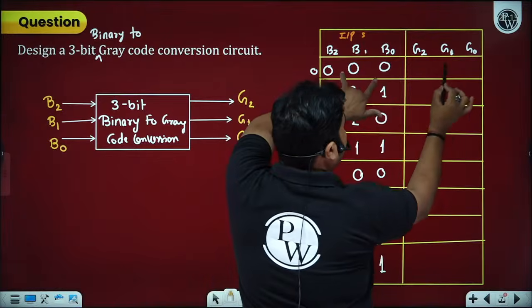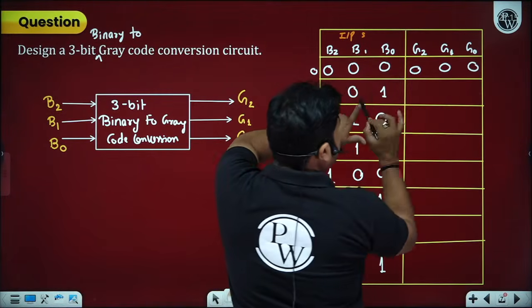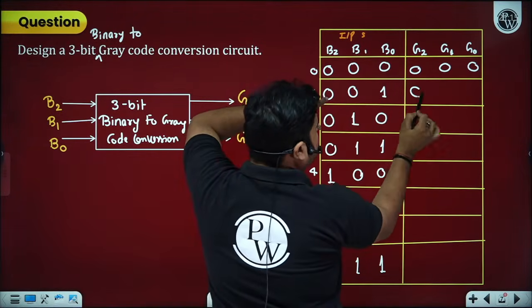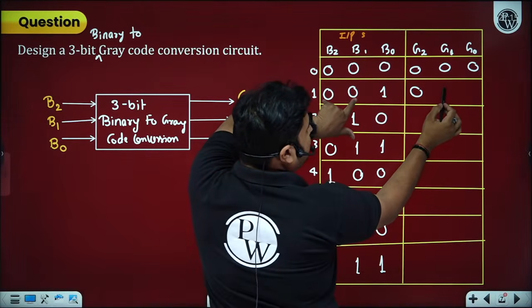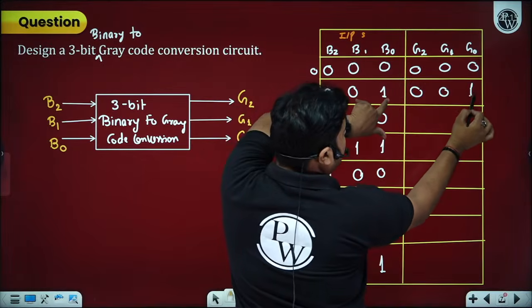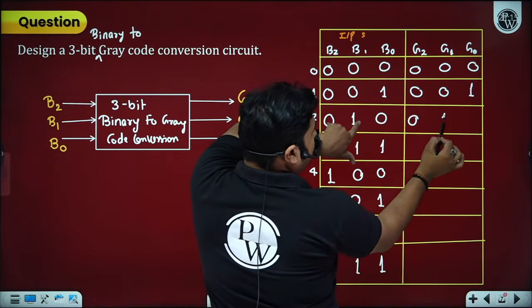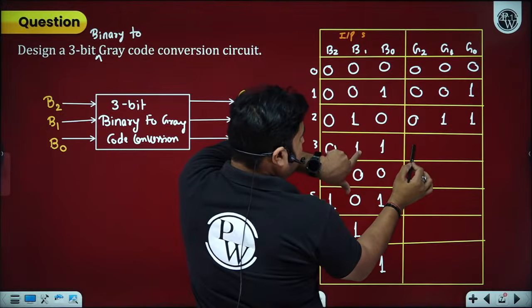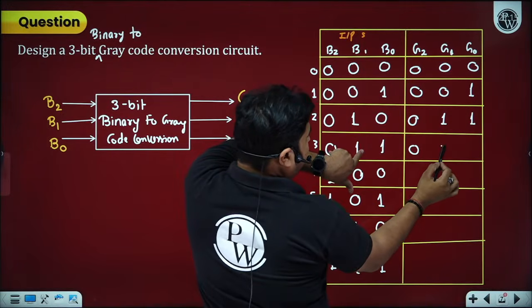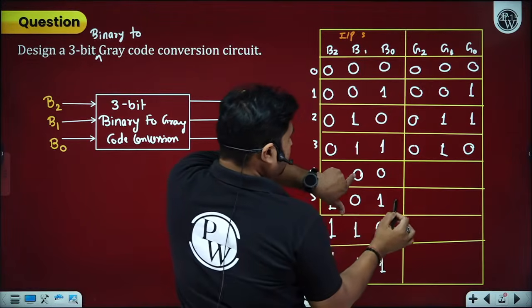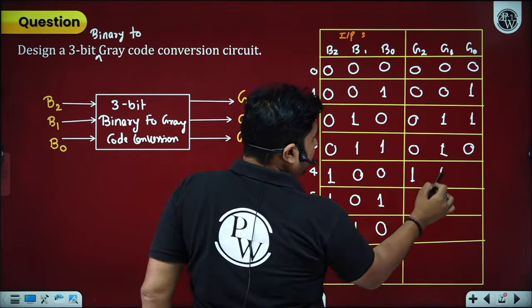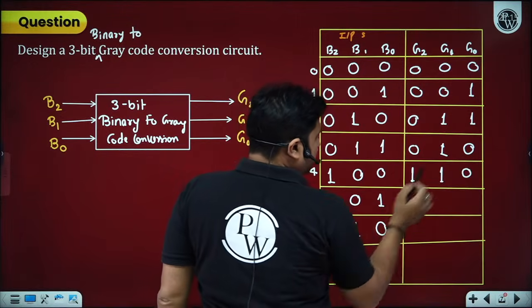So this will give you 0, 0, 0. MSB will remain as it is, and these two are being XORed. So for 0, 0 we will get 0. For 0, 1 we will get 1. For 1, 1, MSB stays as it is, and for different we will get 1. For same we will get 0. Here MSB stays as it is, for different we will get 1, for same we will get 0.